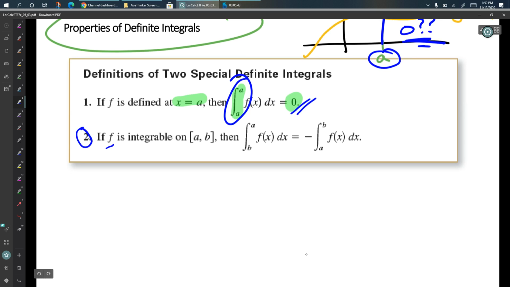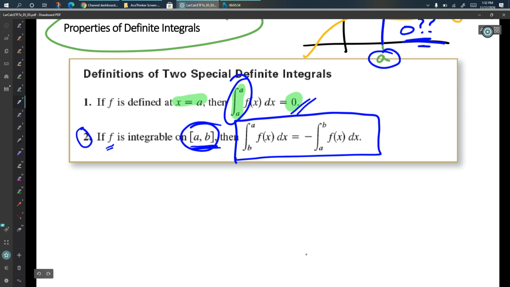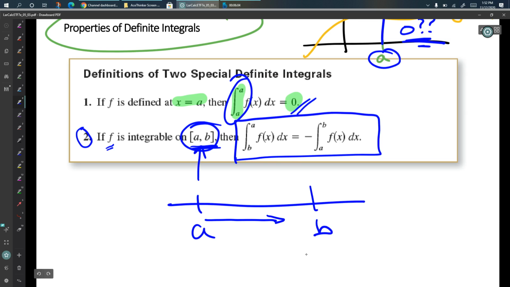The second one says, find a function that's integrable on an interval. What happens if you flip the limits of integration? Because this interval says a is on the left, b is on the right, and we're integrating in this direction, going from a to b. When I go from a to b, all my delta x's are going to be positive numbers. All my delta x's will be greater than 0.